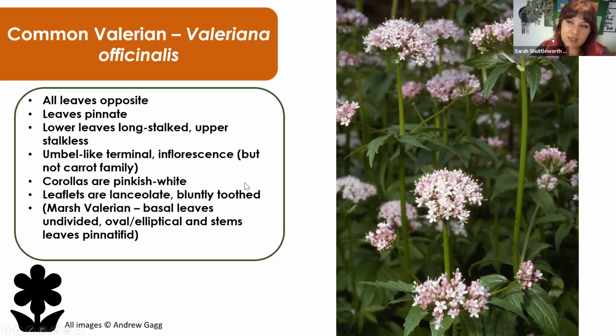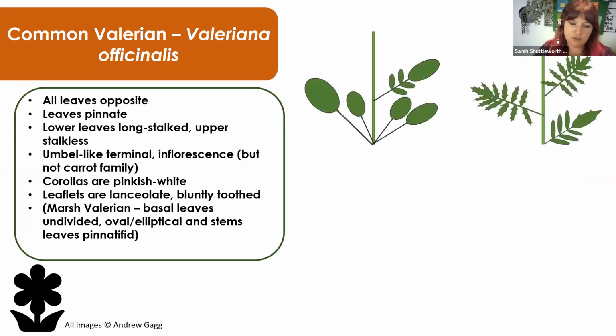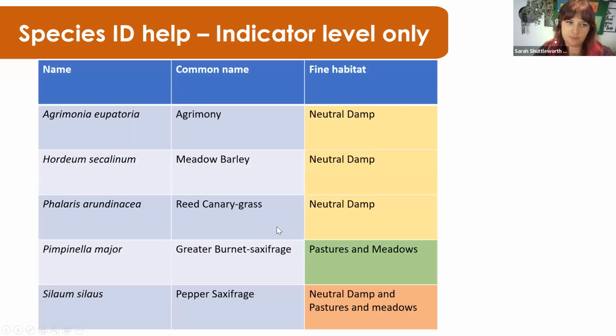The other one that this could be confused with is marsh valerian, which would be one of our indicators in neutral damp grassland, but not neutral pastures and meadows, being that it's a marshy species. Marsh valerian has basal leaves that are undivided, so not pinnate, and they are sort of oval elliptical with long stalks. And the stem leaves are pinnatifid, which means that they look like they're pinnate, but they're not quite individual leaflets. So that's one of the differences with marsh valerian.